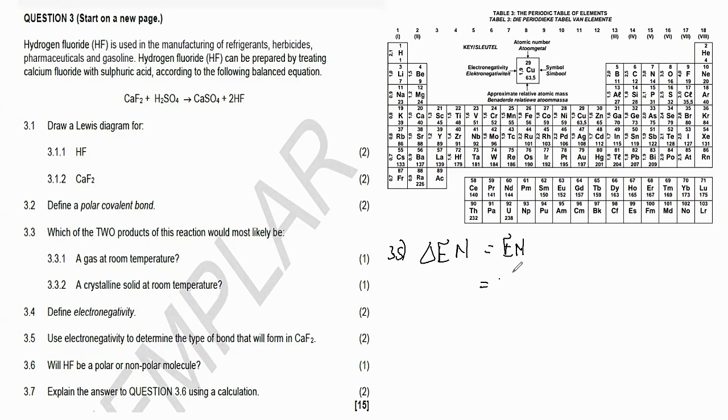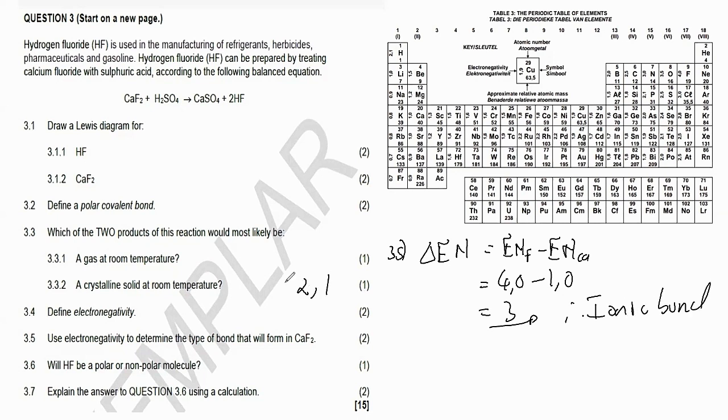So the type of bond that will form in calcium fluoride. So if we say the EN of the fluorine minus the EN of the calcium, then we get the difference, right? So we are supposed to say this is 4.0 minus 1.0, which is just 4 minus 1. That's going to give us 3, right? Now, if we get 3, we know that this means that it is an ionic bond, right? Do they say greater than 2.1? It is an ionic bond, right?